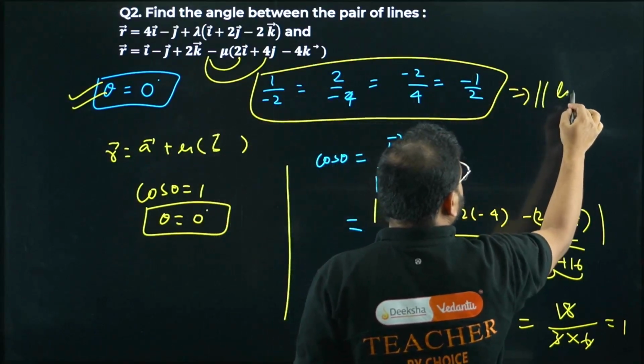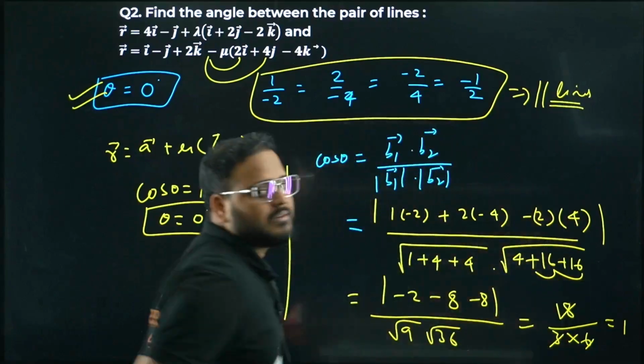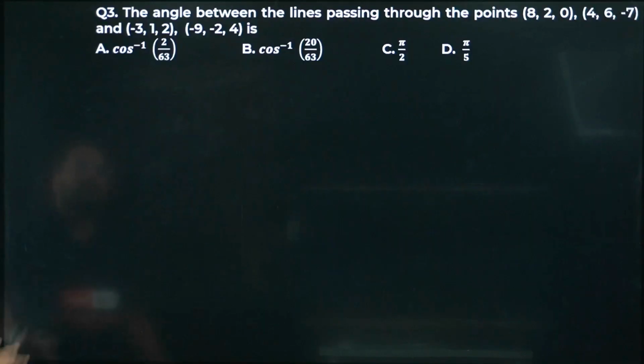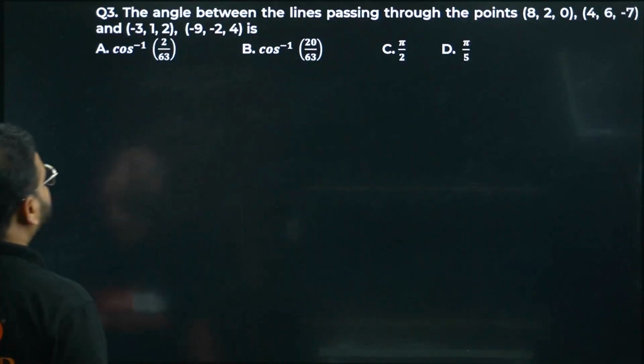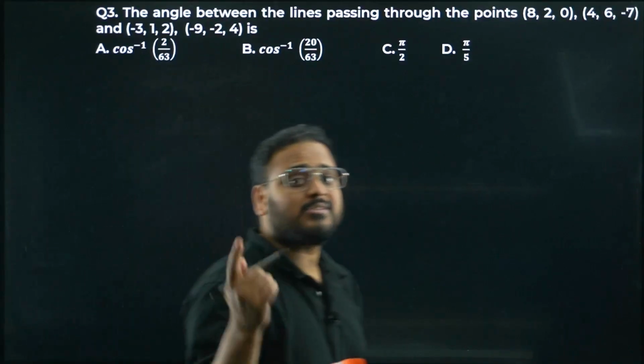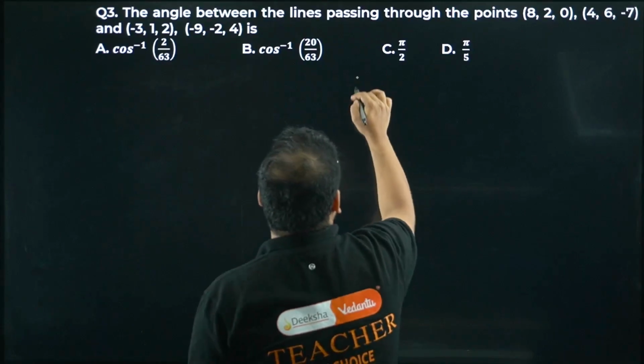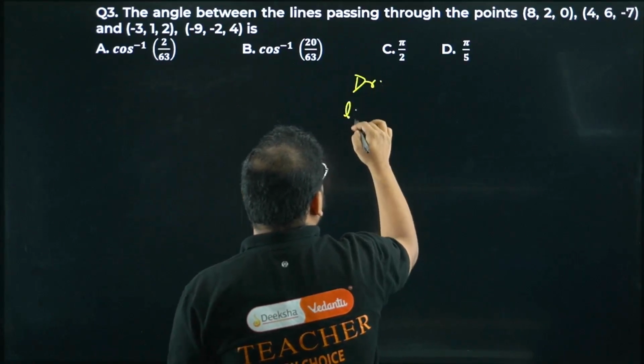Parallel lines. Is that clear? Okay, let's move on now. The angle between the lines passing through the points, given like this. We have to find the angle, but before that we have to find the direction ratios. Let's find them for the line L1.